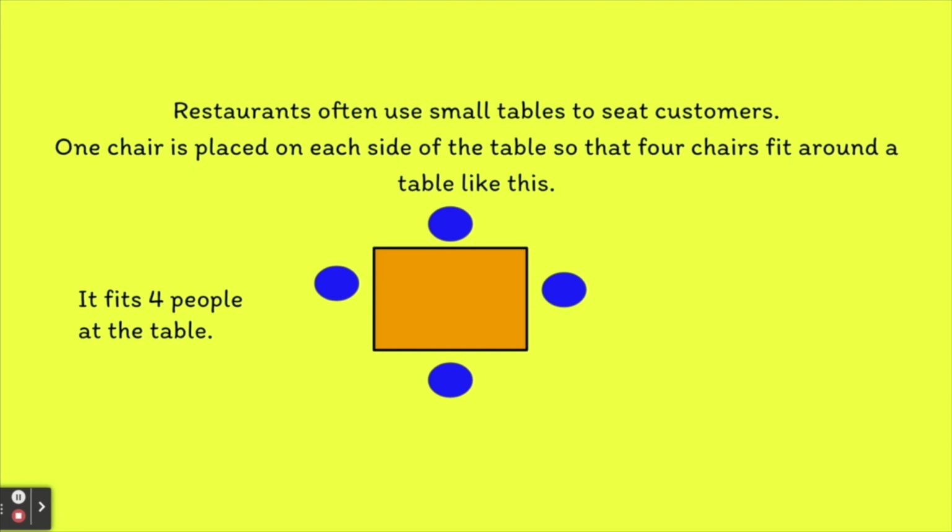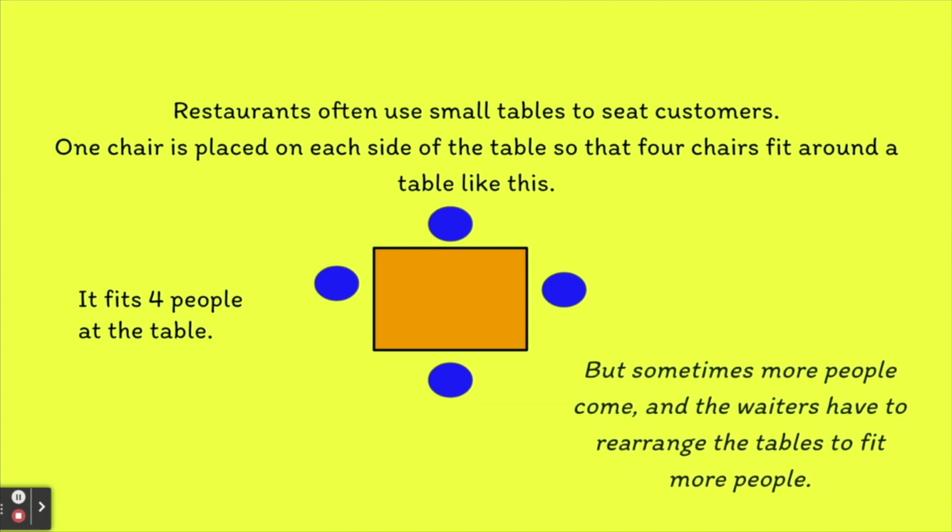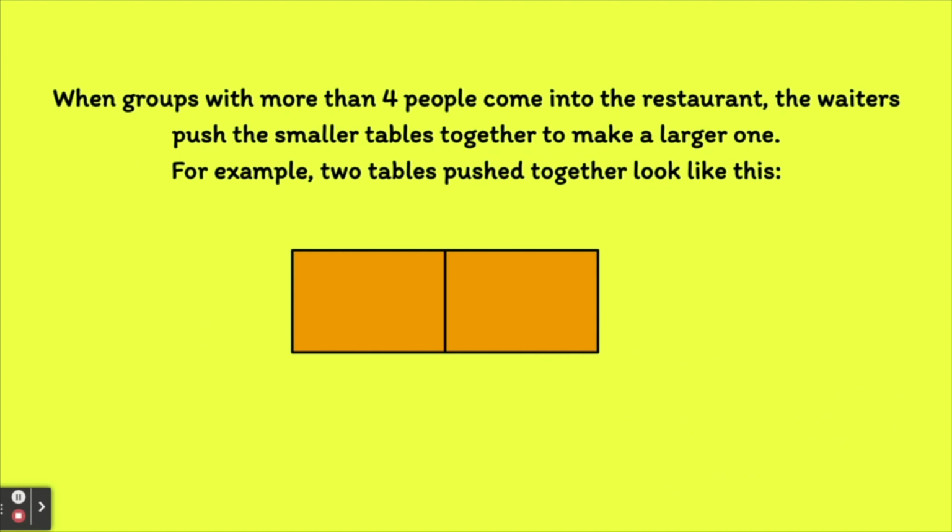All right, so keep this in mind, how the seating arrangements are for the chairs on the outside of the table. But we also need to know, sometimes more people come and the waiters have to rearrange the table to fit more people. So when groups with more than 4 people come into the restaurant, the waiters must push the smaller tables together to make a larger one. For example, 2 tables pushed together like this. Now, where do you think the chairs would go?